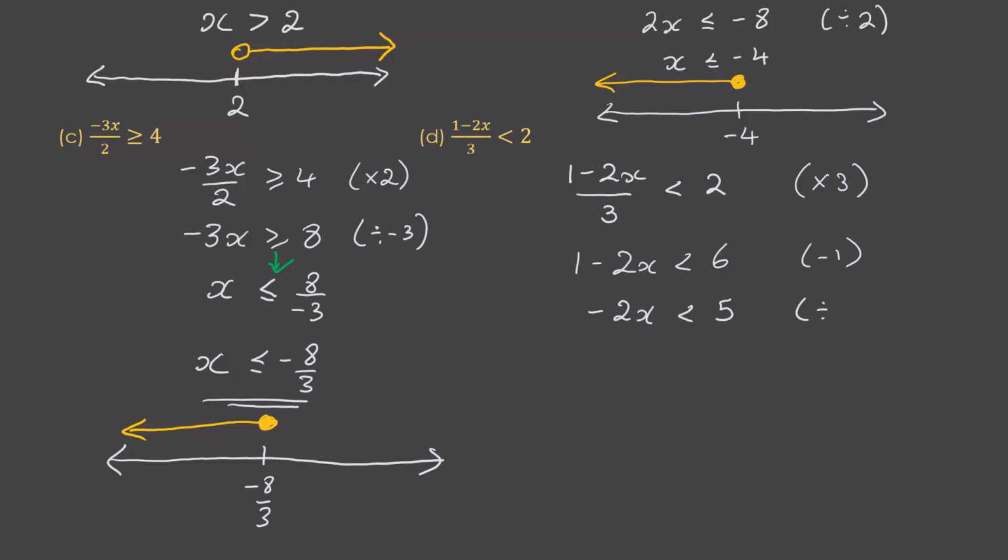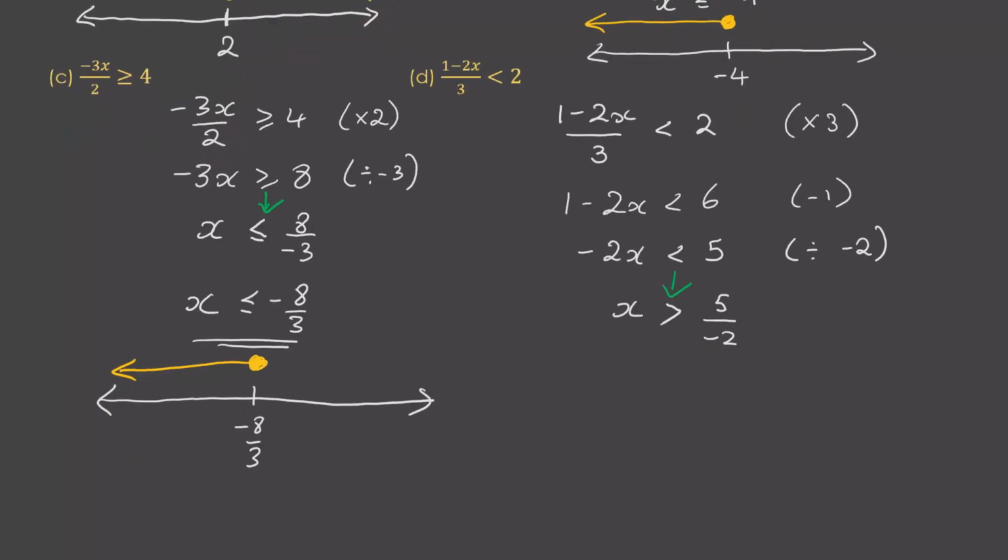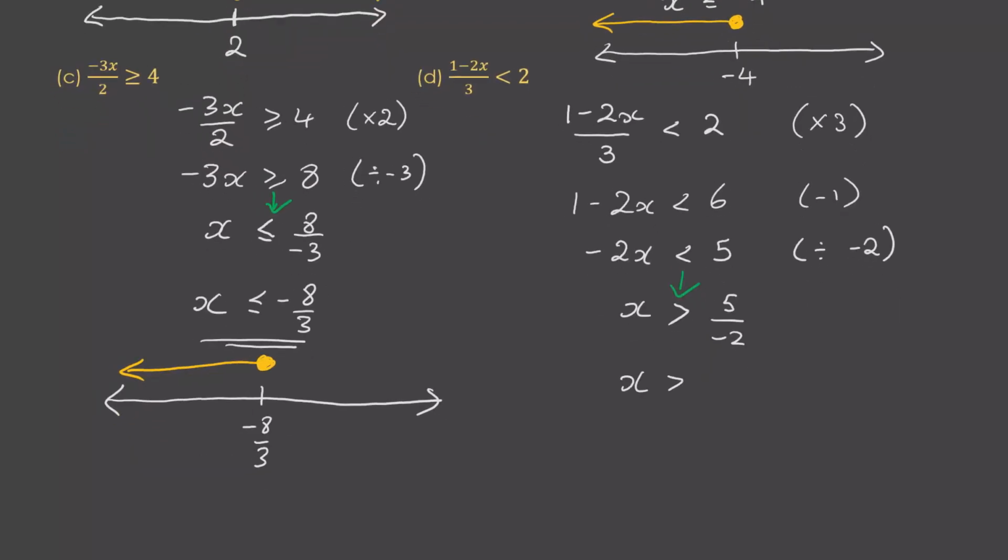And now I'm going to divide by -2. So that gives me x. It gives me 5 over -2. And I have to reverse the inequality sign because I divided by a negative. So the inequality sign is going to go like that. The crocodile's mouth is facing the other way. And so x is more than -5 over 2.